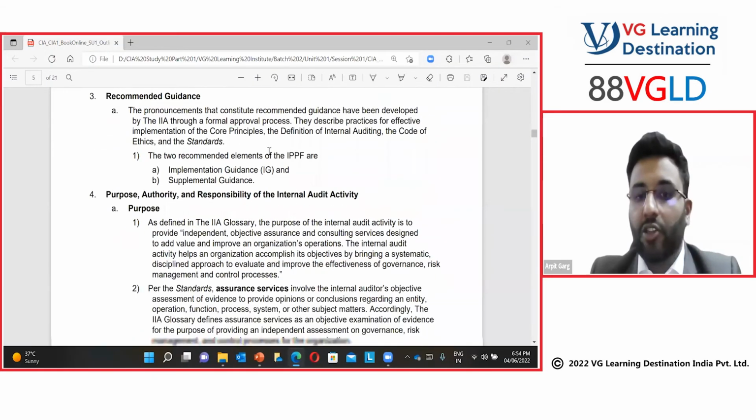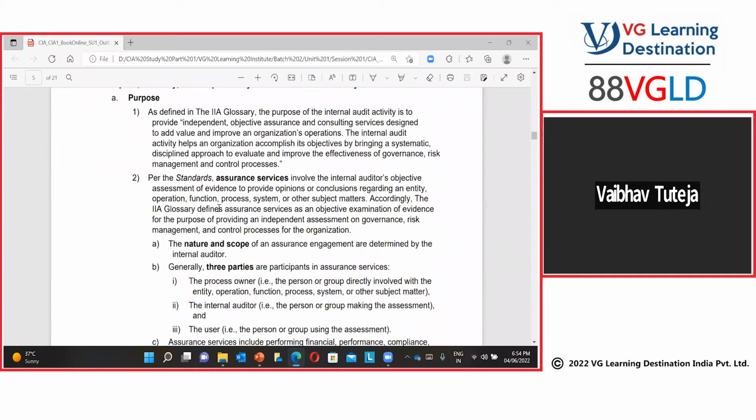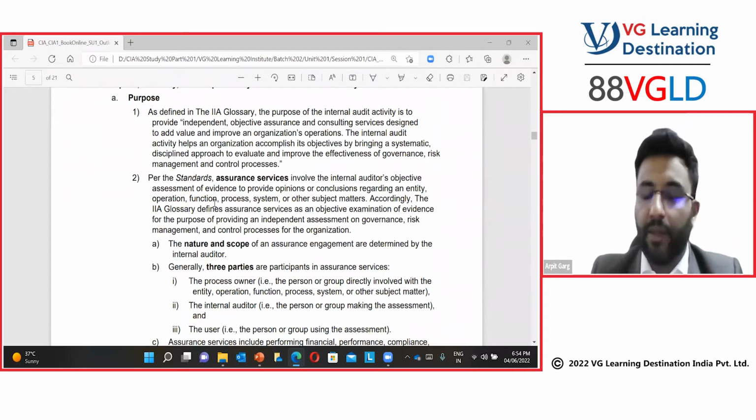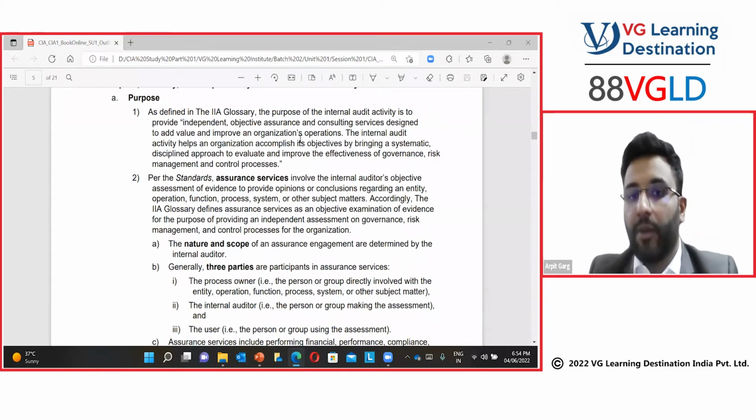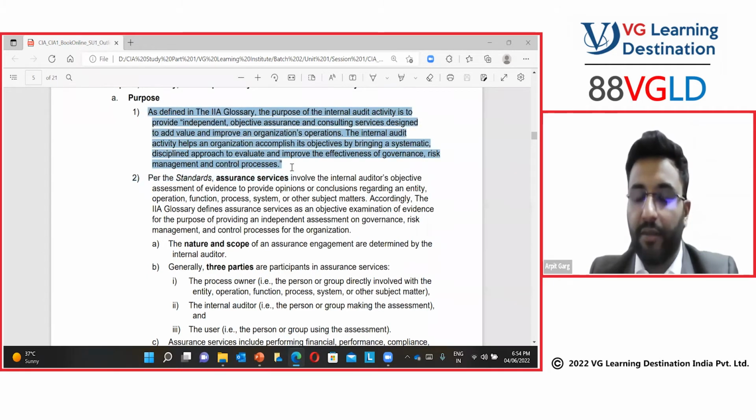All right. Now, the purpose, authority, and responsibility of the internal audit activity. This is again very, very important, folks, and something we need to really understand well. Purpose, as I said, is all about the definition. The purpose is basically the definition of internal auditing. Can I have a volunteer who would like to read just the purpose? It's a definition. Can anyone take a quick read on this?